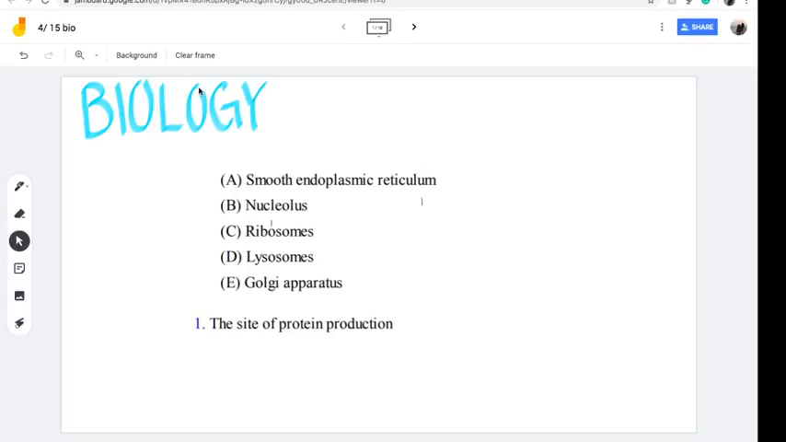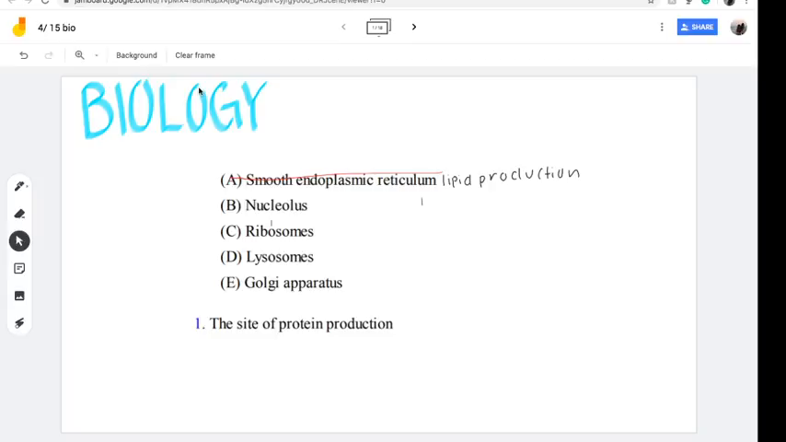So this question wants to know the site of protein production. In this scenario, we need to know the functions of each organelle from A to E. Well, if you look at the smooth ER, the smooth endoplasmic reticulum, we talked about it before, it is the site of lipid production. So it produces cholesterol and phospholipids, but not protein, so smooth ER is out. Cannot be A. Then we have the nucleolus.